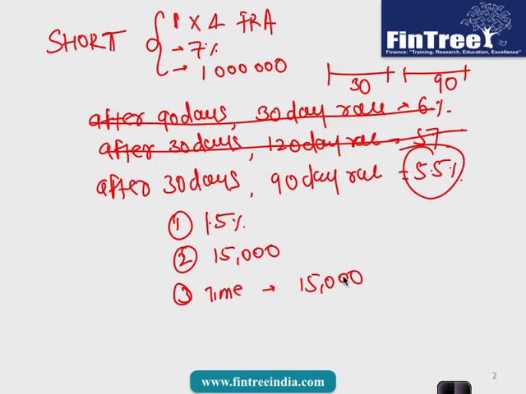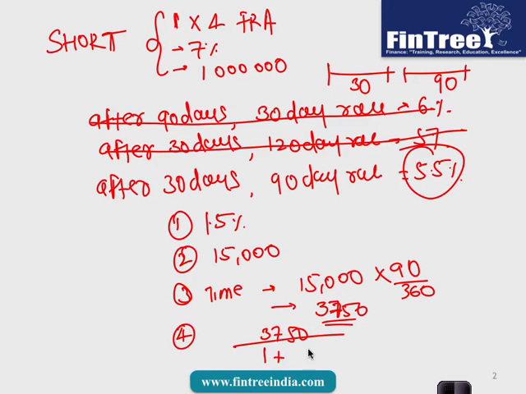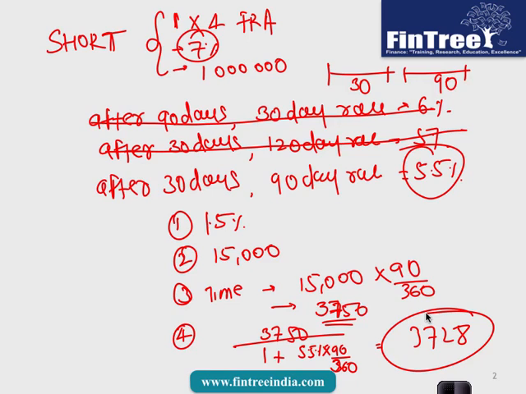Step number 3, we will adjust that for time period. So 15,000 would have been profit had we given loan for entire period, but we are giving loan for only 90 days. So 90 divided by 360, so that would give us 3750. And is 3750 the answer? No, because there is a step number 4 where we will say 3750 divided by 1 plus, tell me which rate? 5.5 into 90 divided by 360. So 3728.2 is the answer. Right?